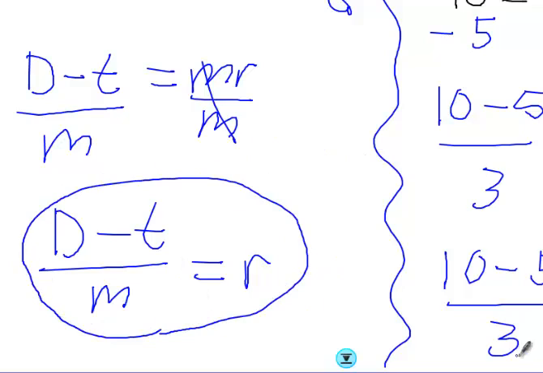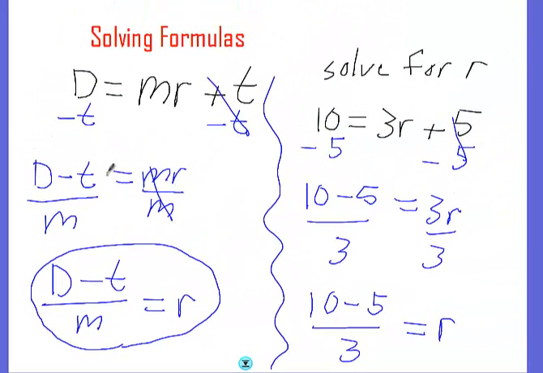If you notice, we do the same exact steps using only variables as we do with numbers, because variables are just numbers that we don't know what they are, so we have to use a letter and we can't use an actual number. All right. Except with numbers, we can simplify things, because 10 minus 5 is 5, so it's really 5 over 3. But since d and t we don't know what they mean, or m, it's really d minus t over m equals r. All right.